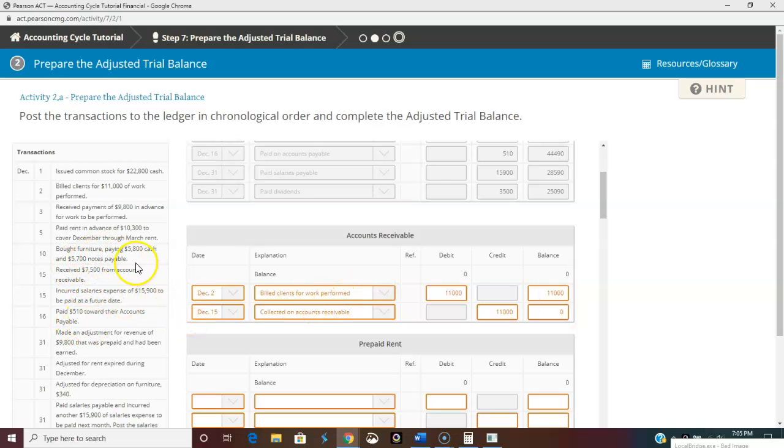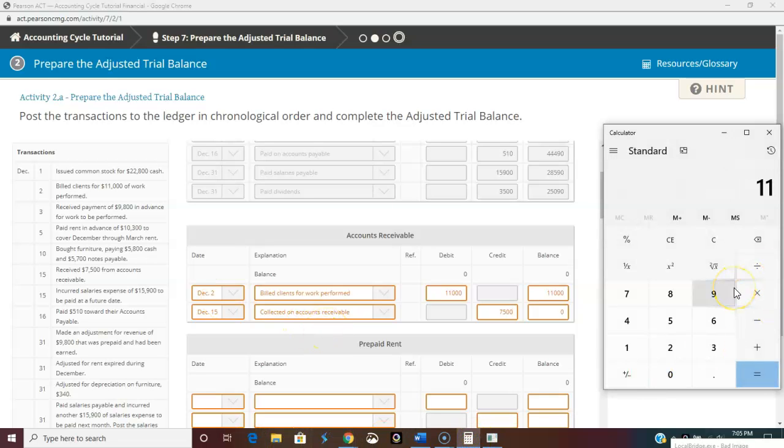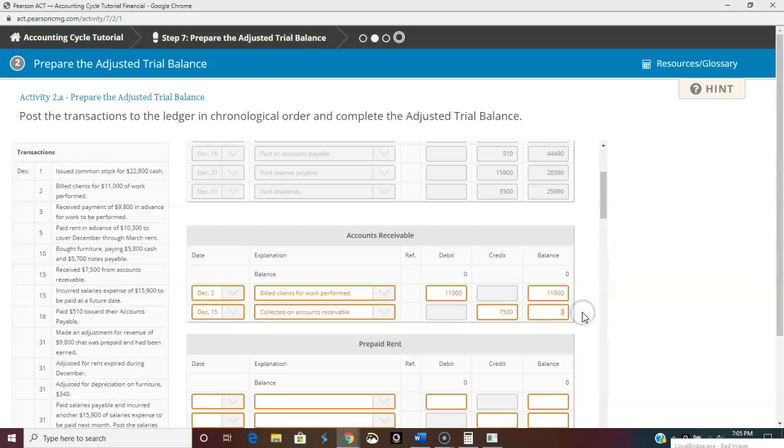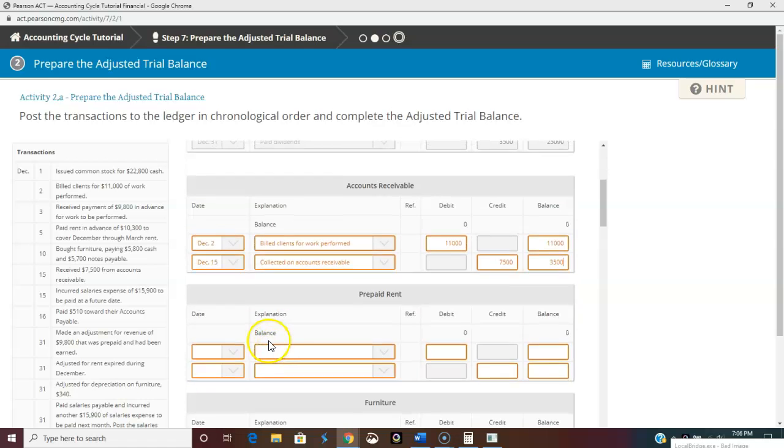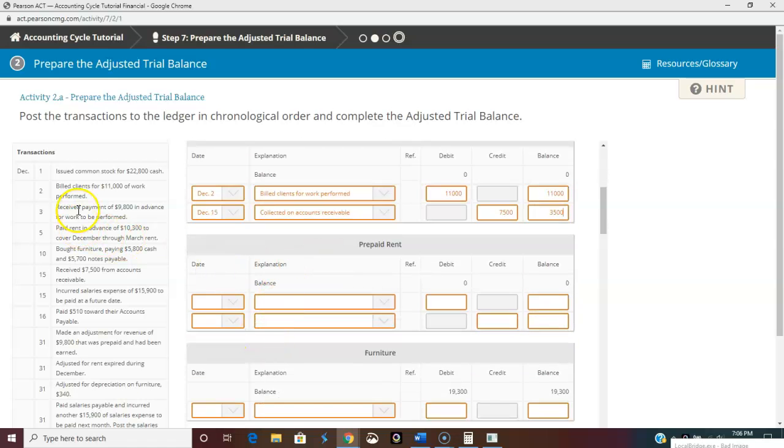Am I right? Oh, it's not the whole amount. Sorry, it's 7,500. So it's 11,000 minus 7,500. I didn't think that was right. 3,500. Okay, I'm going to write that down because it asks you next to do a trial balance, and then you have to scroll back and forth, and it's crazy.